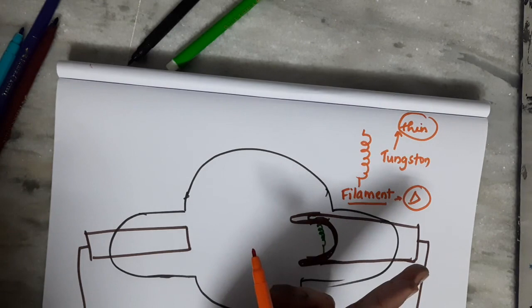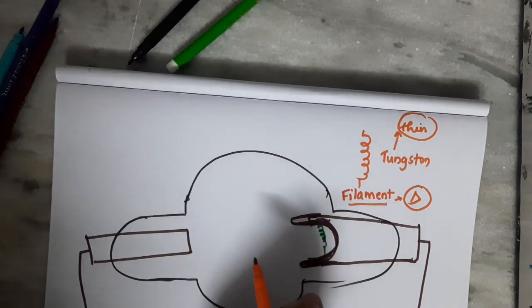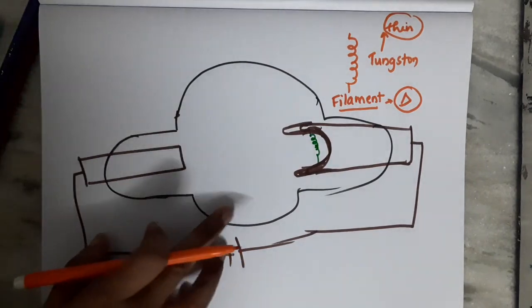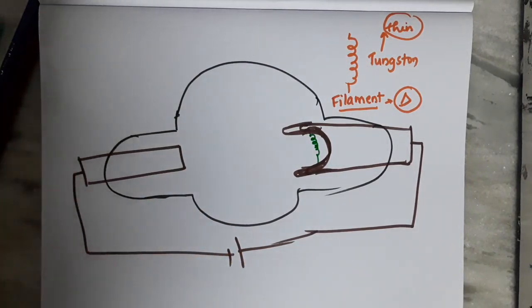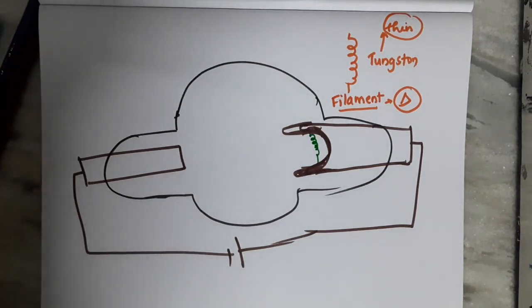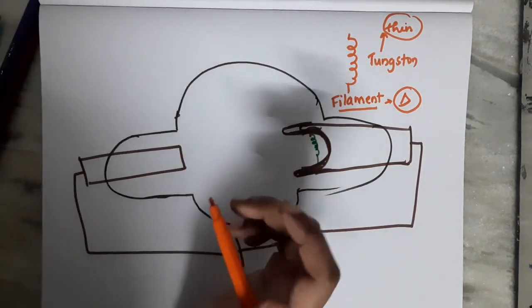Number two, when it heats up, obviously it breaks. So when it heats, it becomes thin and it will break. So our aim is to prevent the tungsten from getting heated for longer periods of time, right? So how do we prevent the tungsten from getting heated for a longer period of time? This can be done in one way.